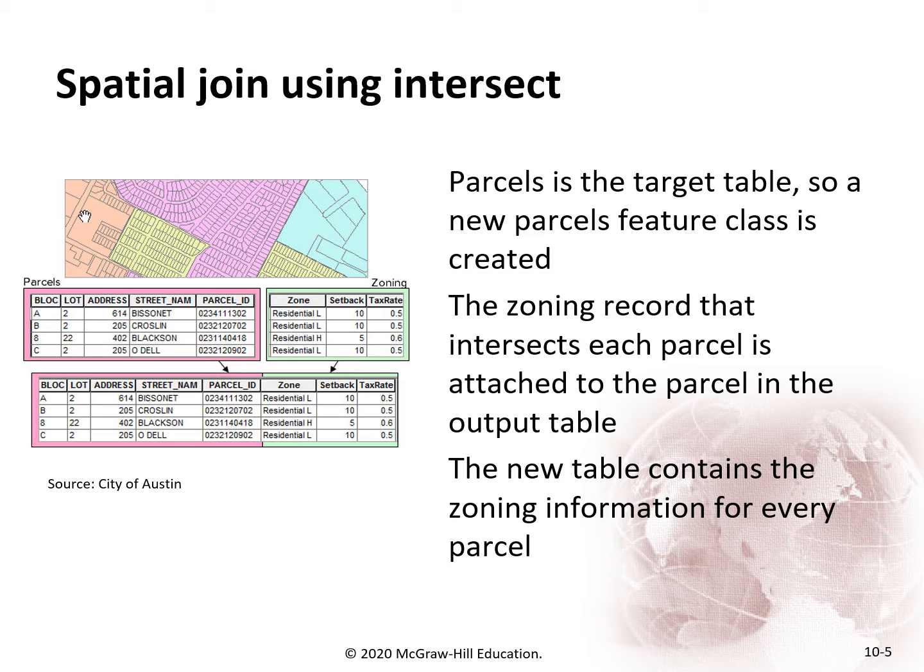Spatial join using intersect. Parcels is the target table, so a new parcels feature class is created. The zoning records that intersect each parcel are attached to the parcel in the output table. So essentially, you've got parcels and you've got zoning. Parcels is your target, where you start. What you really want is to have the zoning data for the parcels. So by using the intersect, whatever zone goes over the parcels, that data is then joined to the parcels.